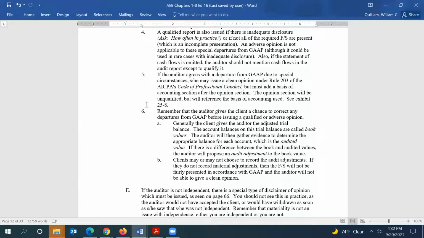So we agree with this departure from GAAP. And we see next that the opinion section will be unqualified. We'll reference the basis of accounting used. I'll show you in Exhibit 25.8.